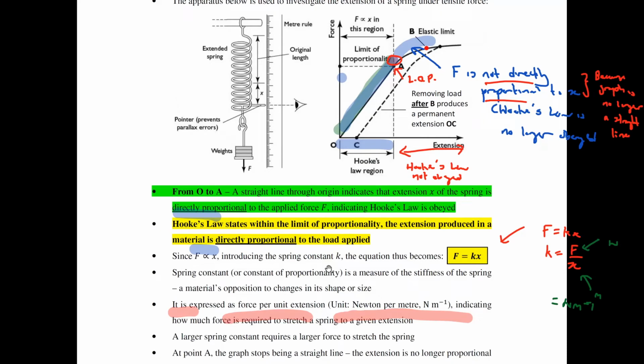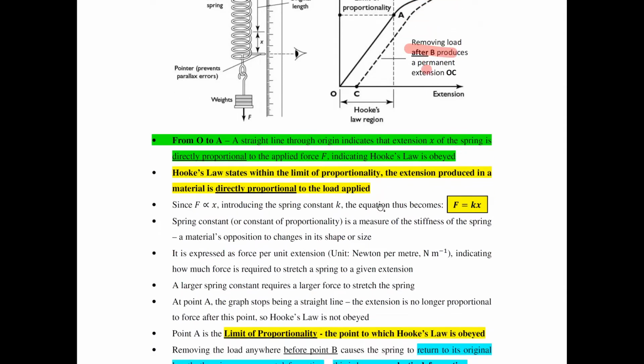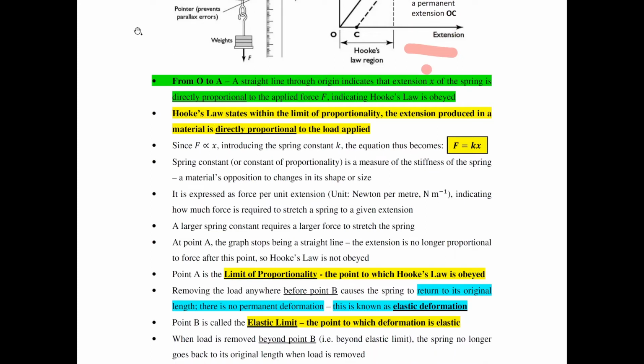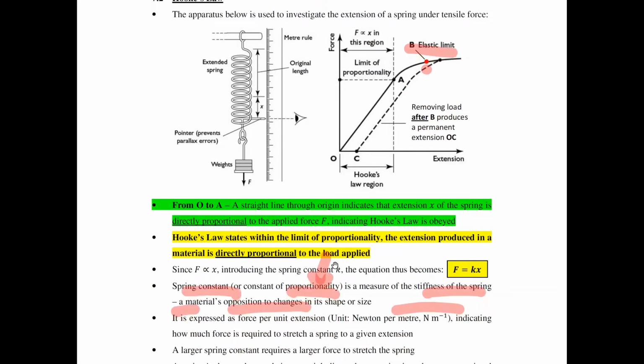I'm just going to clear off this part. Okay, so what we will tell you is that removing the load anywhere before point B will cause the spring to return to its original length. You won't have any permanent deformation of your spring. This one is actually known as elastic deformation. Removing the load will cause the material or spring to go back to its original length. Okay, that one is provided you remove the load before point B, before the elastic limit here.